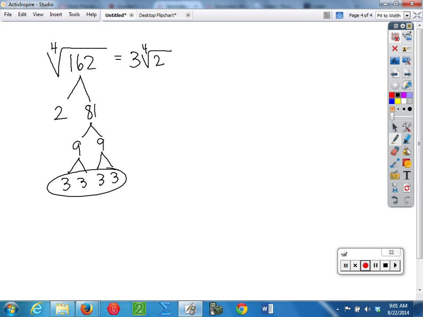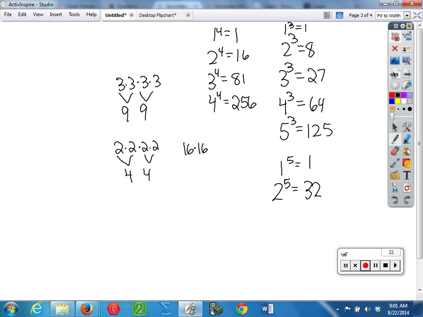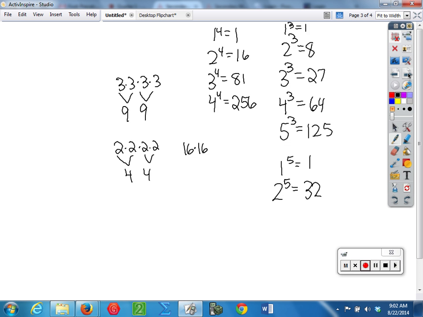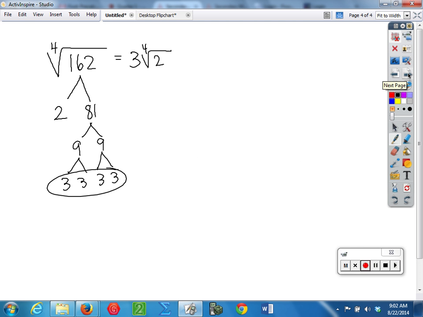I gotta make sure I wrote this one right. Oh, see right here, I messed up. Make sure when you pull out the 3 and then you have the 2 left over, it is still a cube root, so you need to make sure you leave that a cube root in there. So this one is a 4th root, so the 2 is still under the 4th root.